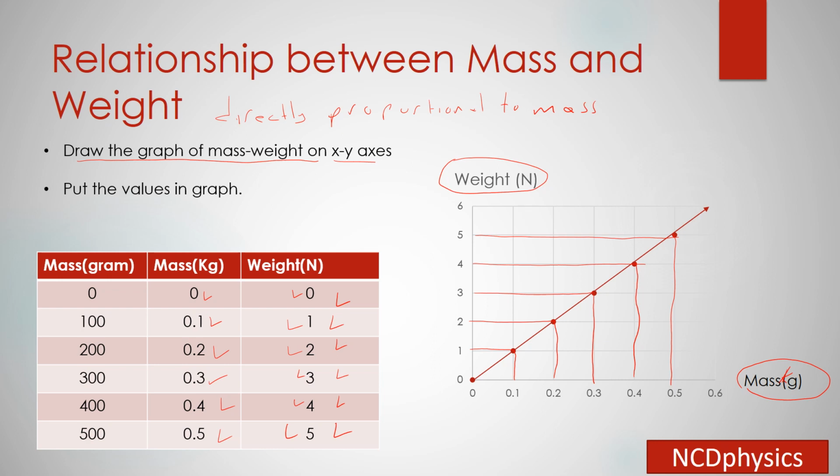Okay, so this is going to show that yes, the weight of an object is directly proportional to the mass. When the mass of the object increases, the weight of the object also increases. When the mass of the object decreases, the weight of the object also decreases. They are directly proportional to each other. So the relationship between mass and weight is directly proportional.